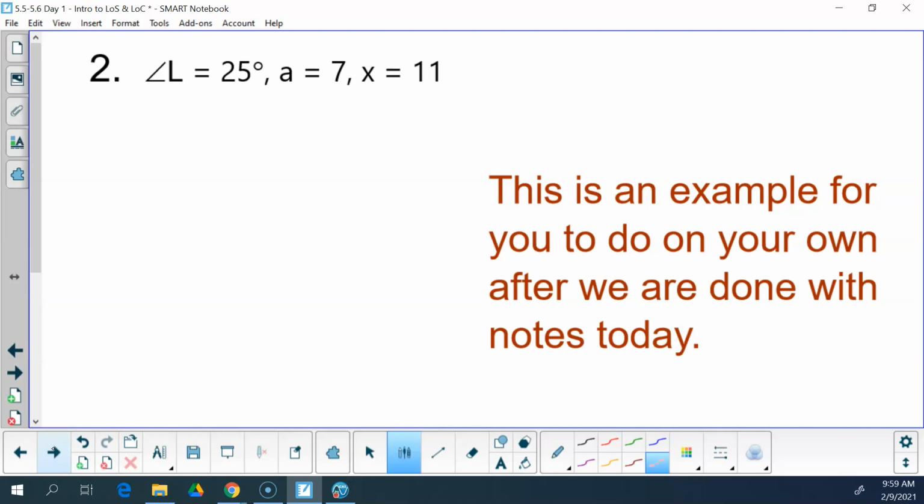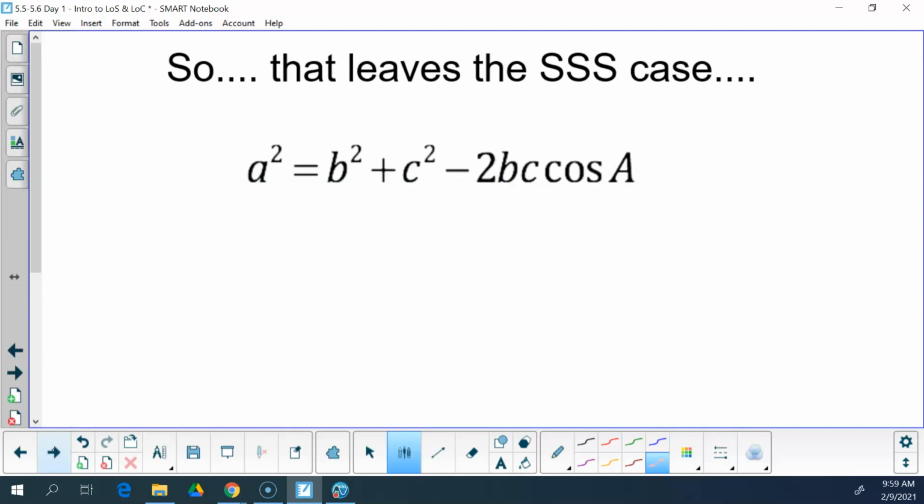So this example here, number 2 on the back side of the law of cosines sheet, that again is an example that you guys can do after we're done with the notes for today. Okay? So that leaves us with the side side side case. So we've done side, angle, side; side, side, side is what's left over. Okay?